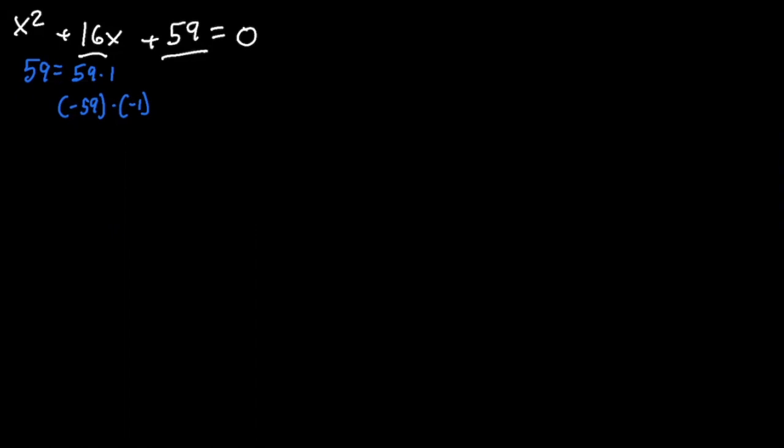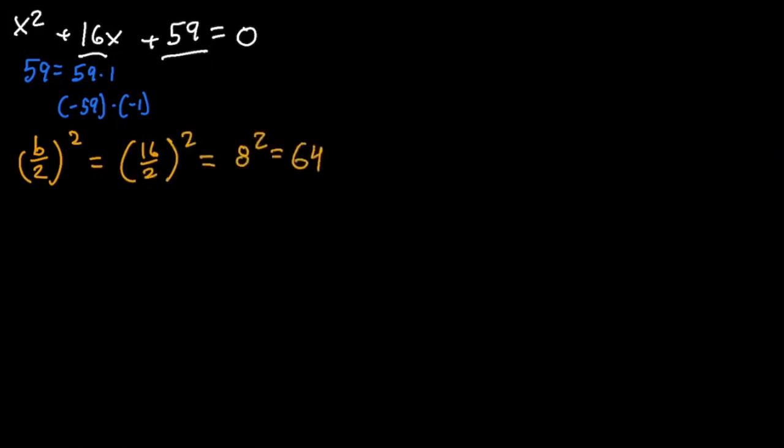For completing the square, we'll start off by taking our b term, dividing by 2, and squaring. So we have 16 divided by 2 squared, which is 8 squared, which is 64. So 64 is our goal for that constant's place.